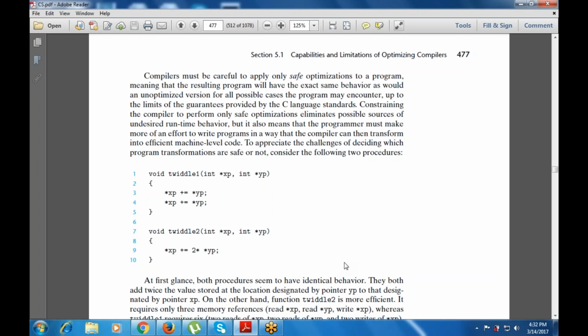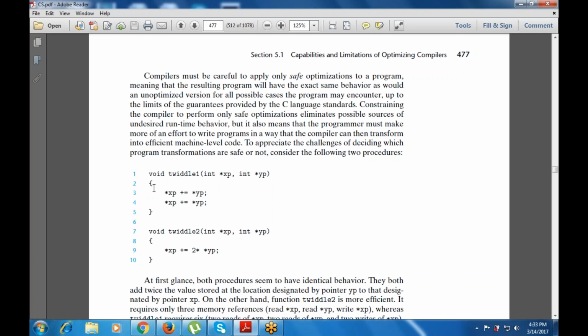That may be limited up to the guarantees provided by the C language standards. And constraining the compiler to perform only safe optimizations also eliminates possible sources of undesired runtime behavior. That means the programmer must make more of an effort to write programs in such a way that the compiler can transform them into efficient machine-level code. To decide which program transformations are safe or not, consider the following two procedures.